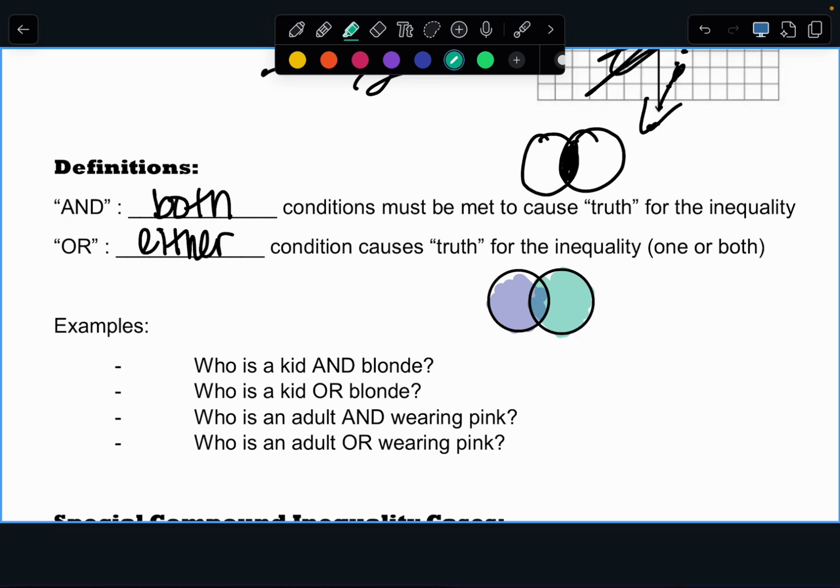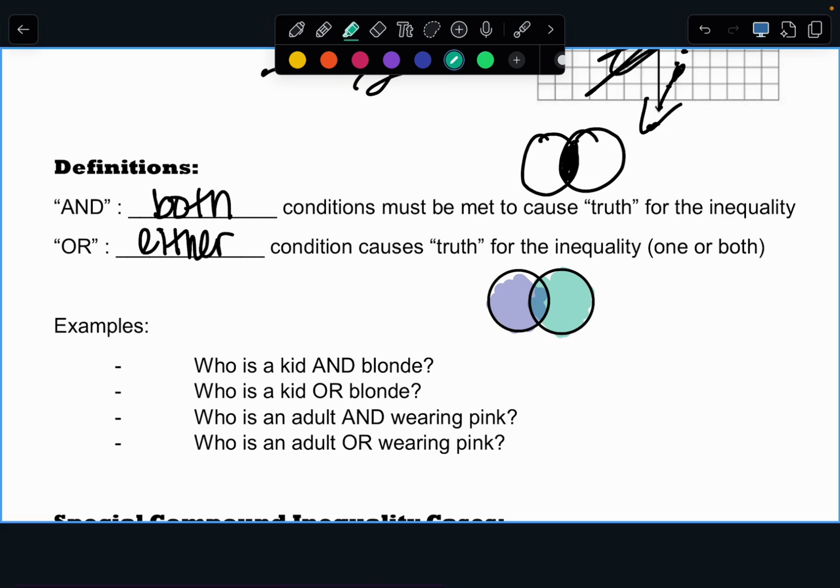We shade the blue, we shade the green, and we shade their intersection. Let's do an example as a class so you can see the difference. Starting right now, this side of my room, you are now adults. Congratulations. Happy 18th birthday. On the left, you are still children.